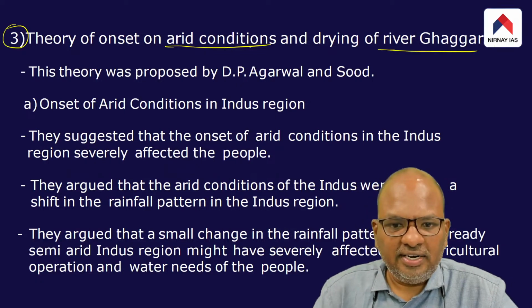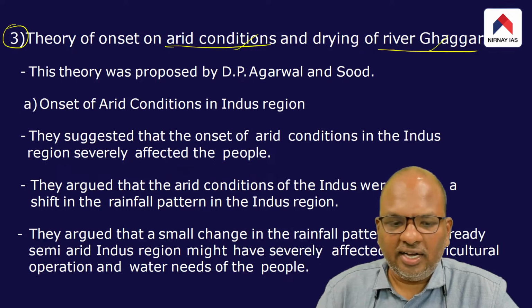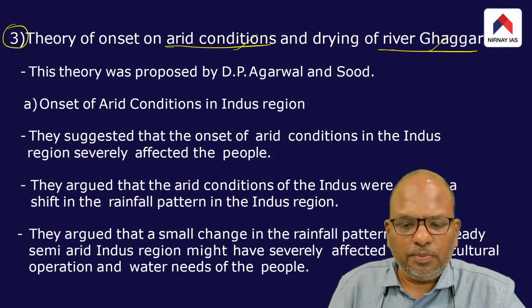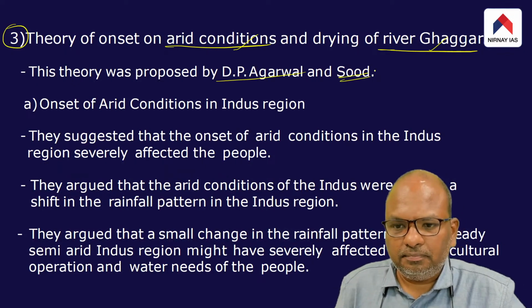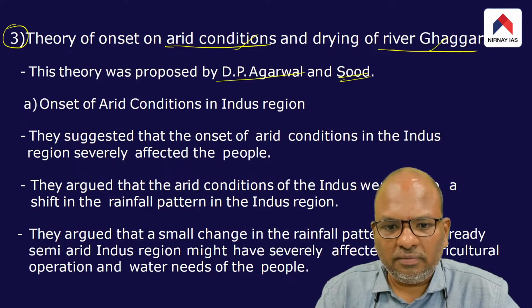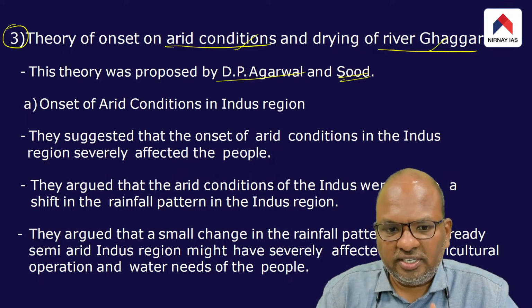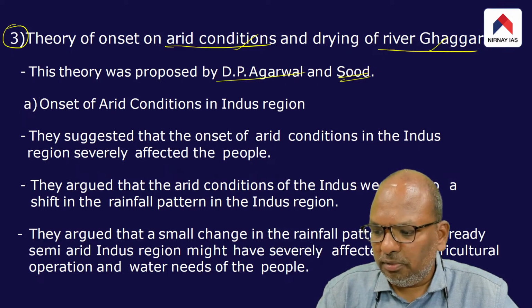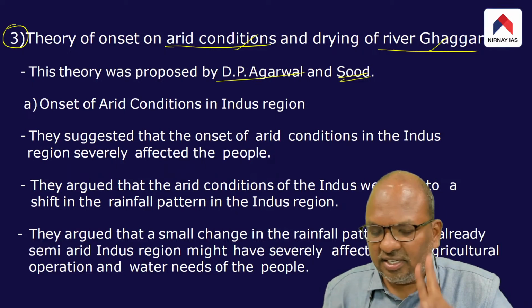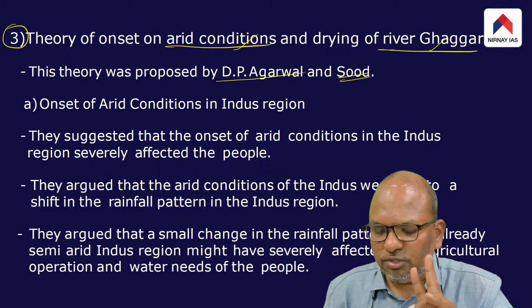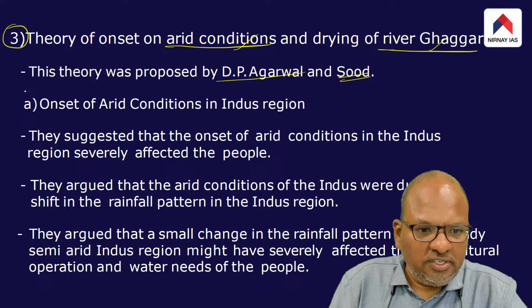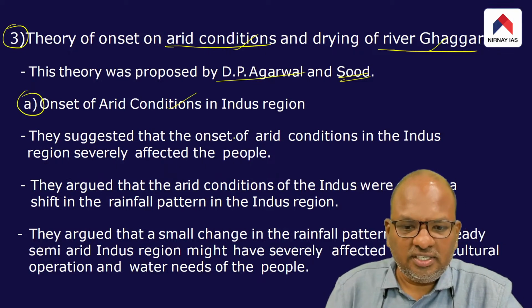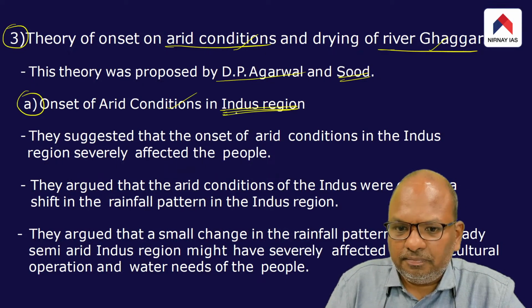Onset of arid conditions and drying up of river. This theory was proposed by two scholars, namely D.P. Agarwal and Sood. Basically, both of these scholars gave two sets of reasons responsible for the decline of Indus Valley civilization. The first reason is the onset of arid conditions in the Indus region.